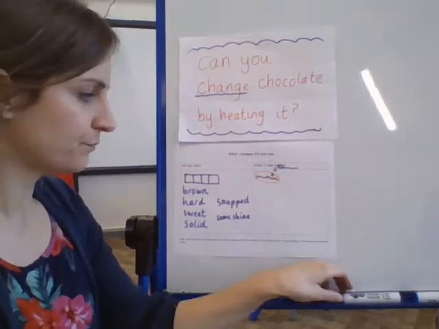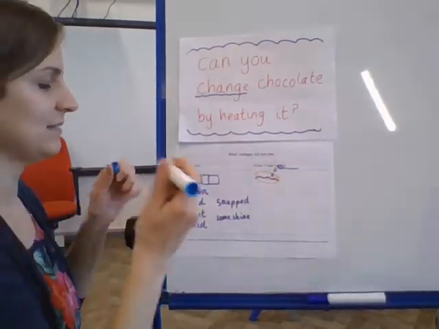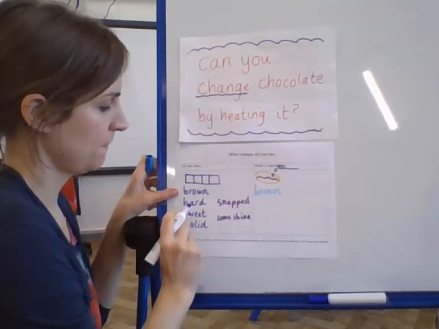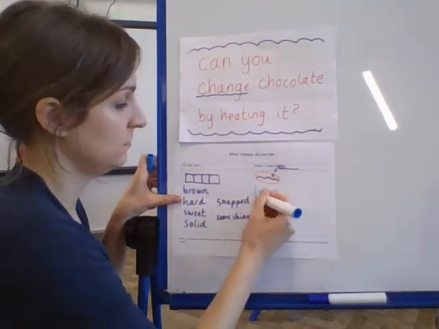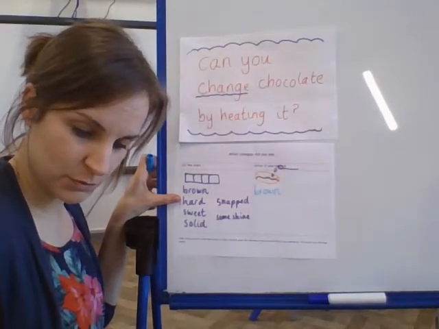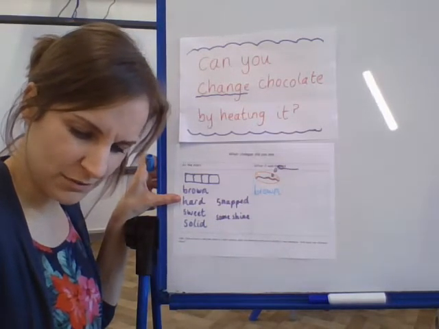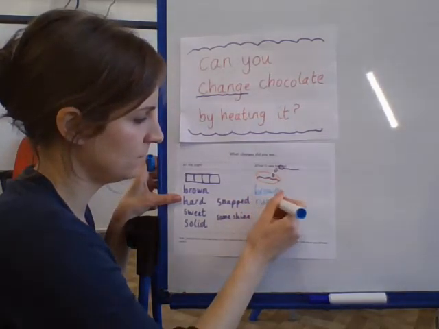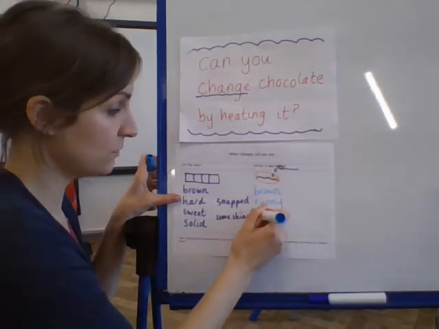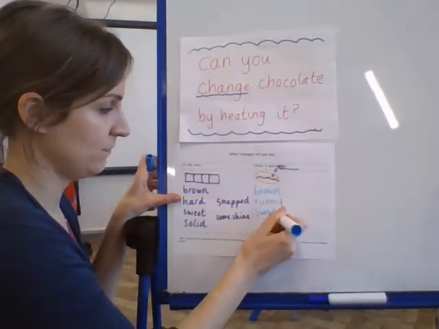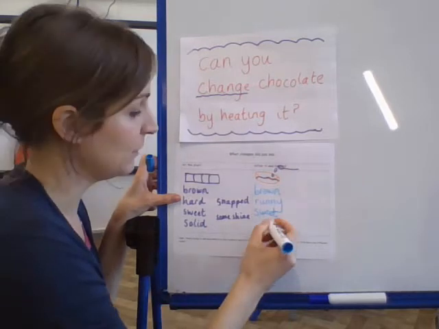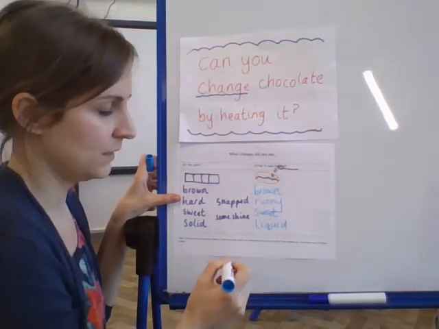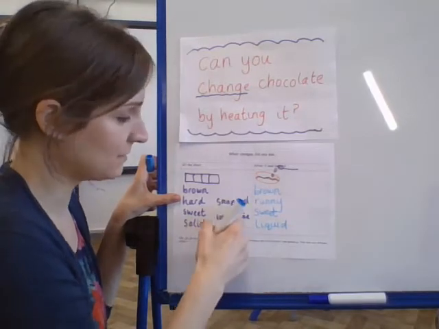So now it is still brown. That didn't change. The colour stayed the same. It's no longer hard. In fact, it's quite soft, or maybe soft's not the right word. It's definitely very, very runny. It's still sweet. That didn't change. But it's not solid. It's a liquid now. Does it snap? No, it didn't make a sound.